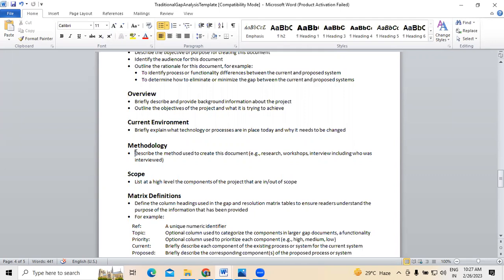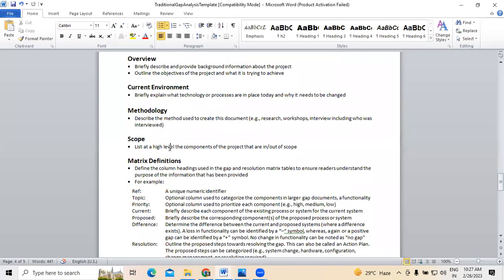So what are the methodologies we are following to understand this gap analysis? That should be mentioned here. Along with that, we need to mention the scope as well. Whatever the high-level components of the project, the scope information should also be mentioned here equally.